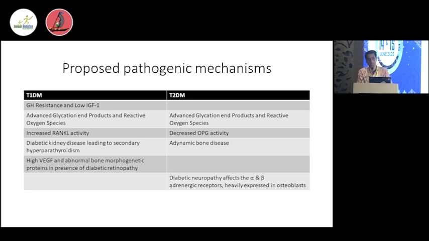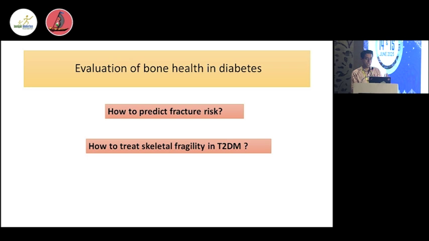Now, when diabetes patients come to our clinics, our OPDs, how do we evaluate bone health, which is unfortunately less seen, or rather less considered? Two very important things we need to know: how to predict the fracture risk and how to treat it. So how to predict the fracture risk? We need to do bone mineral density by DEXA.